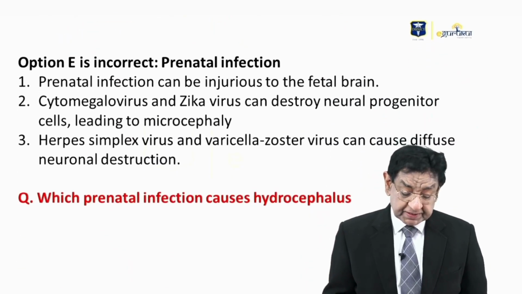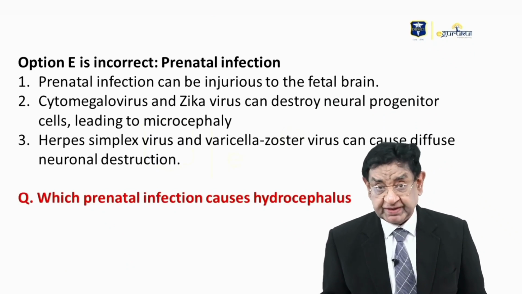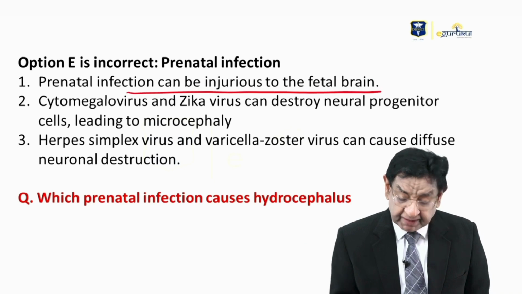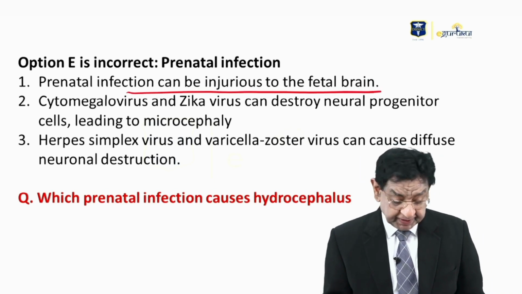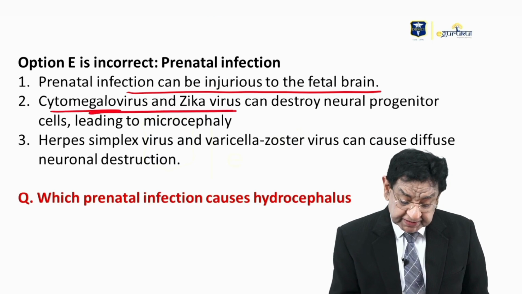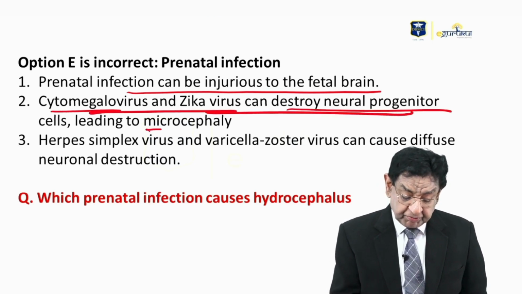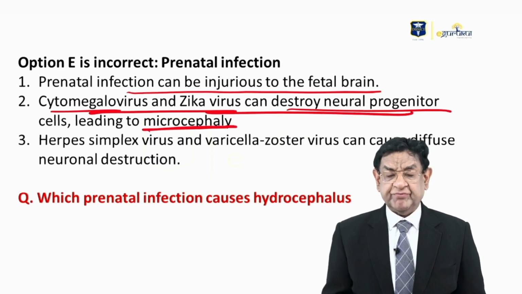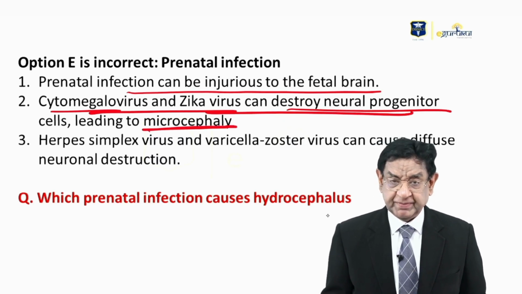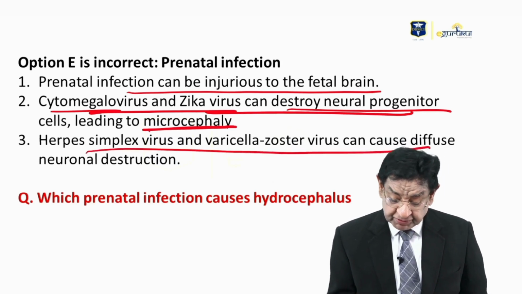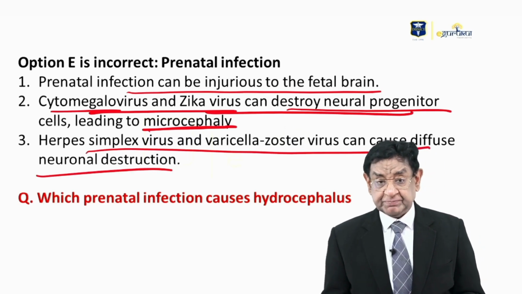Well, prenatal infection, a very, very important point. Some prenatal infections can cause injury to the fetal brain. Cytomegalovirus and Zika virus may destroy neuronal progenitors, leading to microcephaly. Cannot afford to forget this line. Very, very important line. Herpes simplex and varicella zoster can lead to diffuse neuronal disruption.